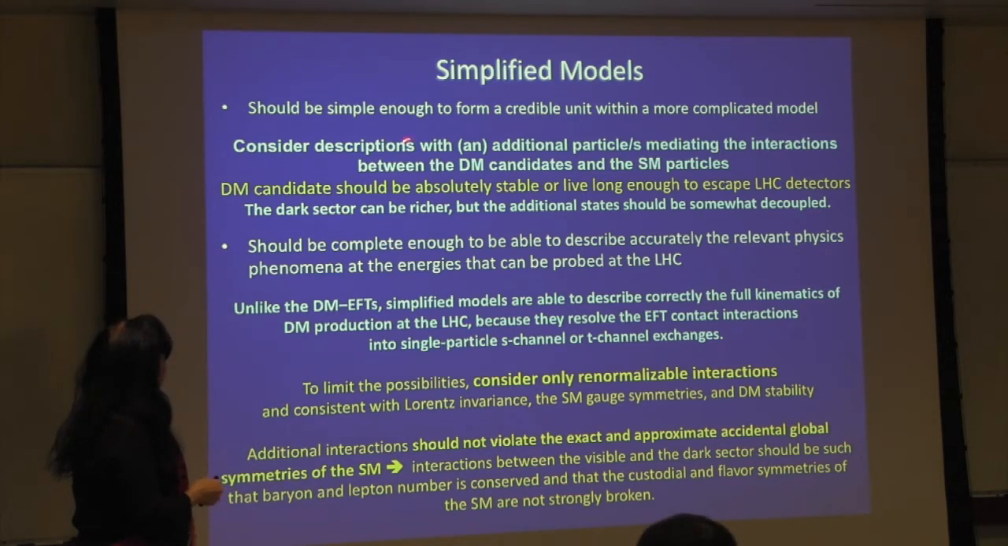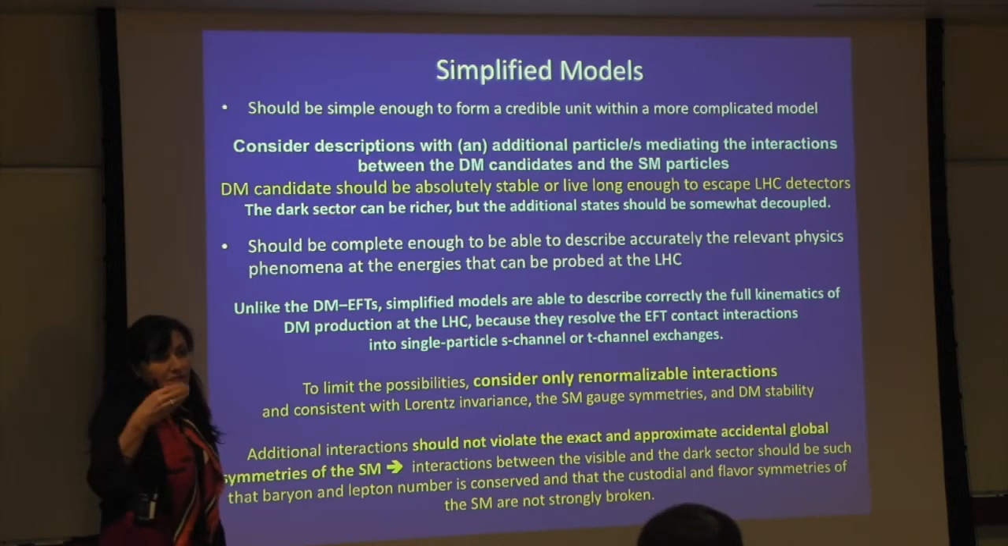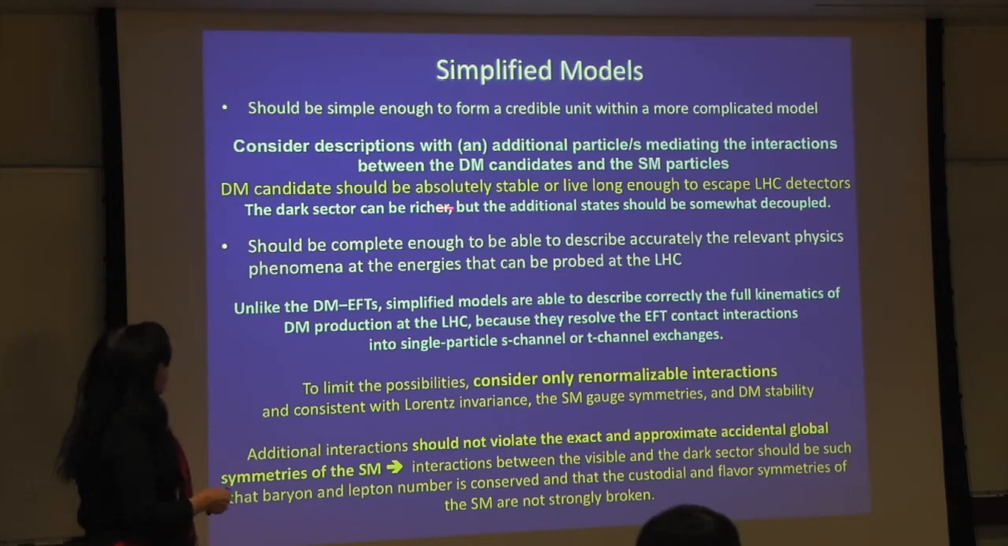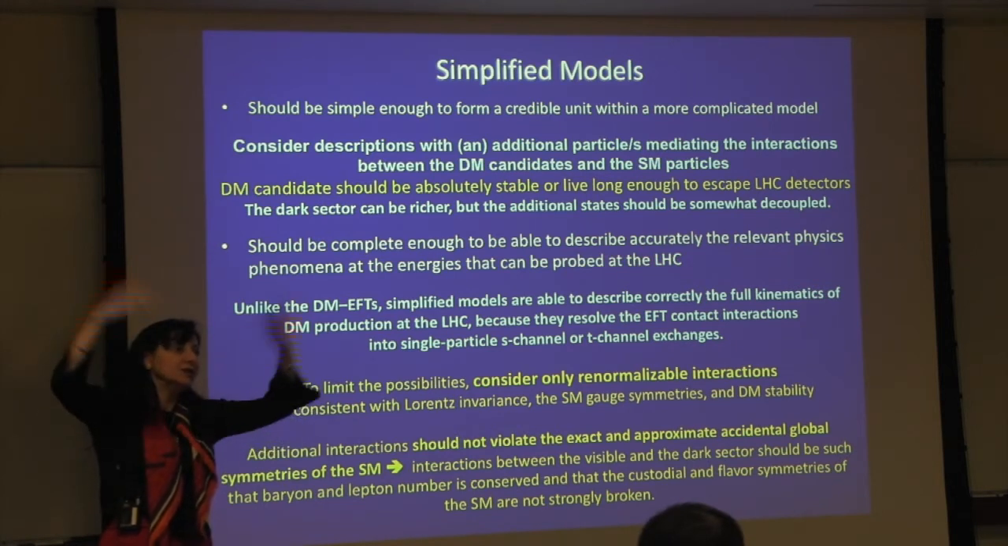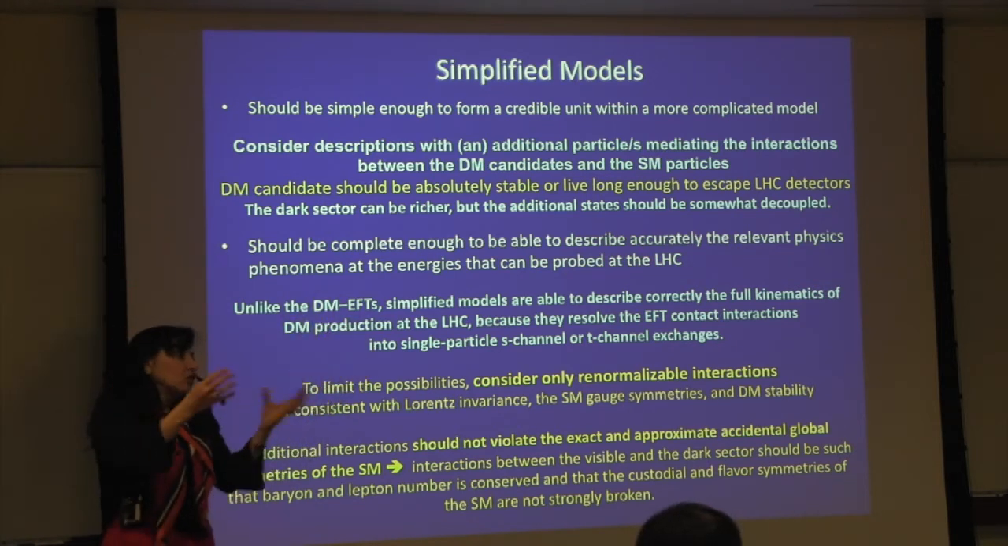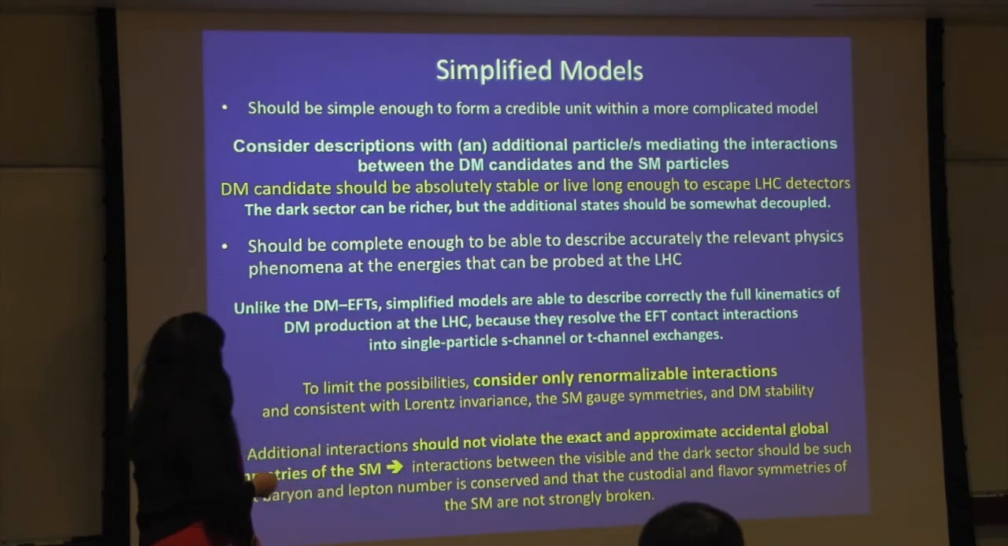What we are going to do is consider a description of one or more additional particles that mediate interactions between the dark matter candidates and the standard model particles. Of course, the dark matter candidate should be absolutely stable, or live long enough to escape LHC detectors. These are models of dark sectors, which can be richer, but all the additional states, like gluinos or whatever, are decoupled. So I'm only thinking about squarks and dark matter, for example, if you think about supersymmetry.